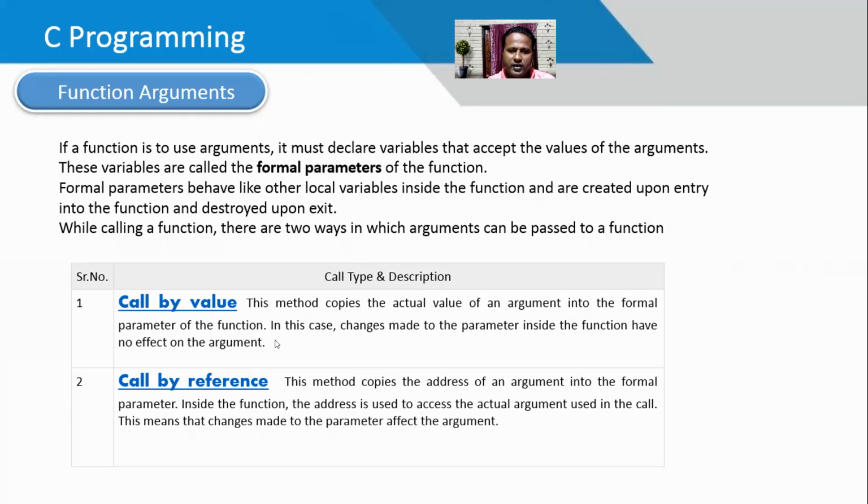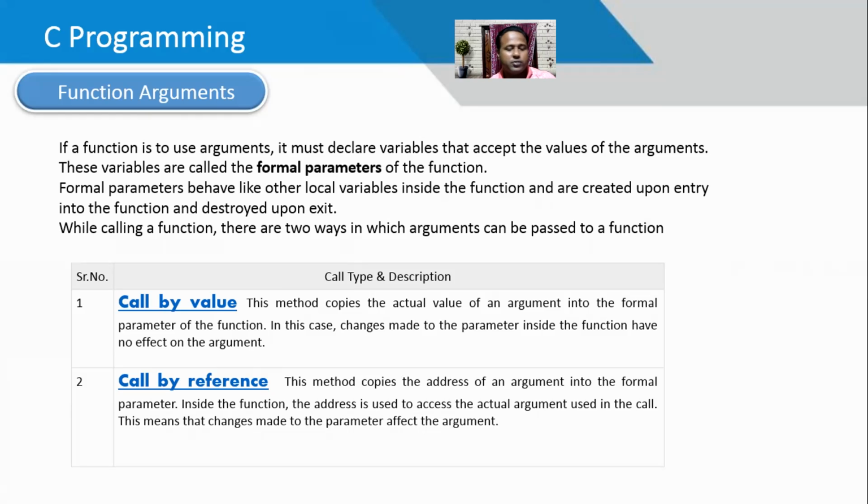And call by reference, this method copies the address of the argument into the formal parameter inside the function. The address is used to access the actual argument used in the call. This means that the changes made in the parameter affect the argument. So reference is what? This method copies the address, so it is not affecting the value. It copies the address where your value is stored. So that is called call by reference.